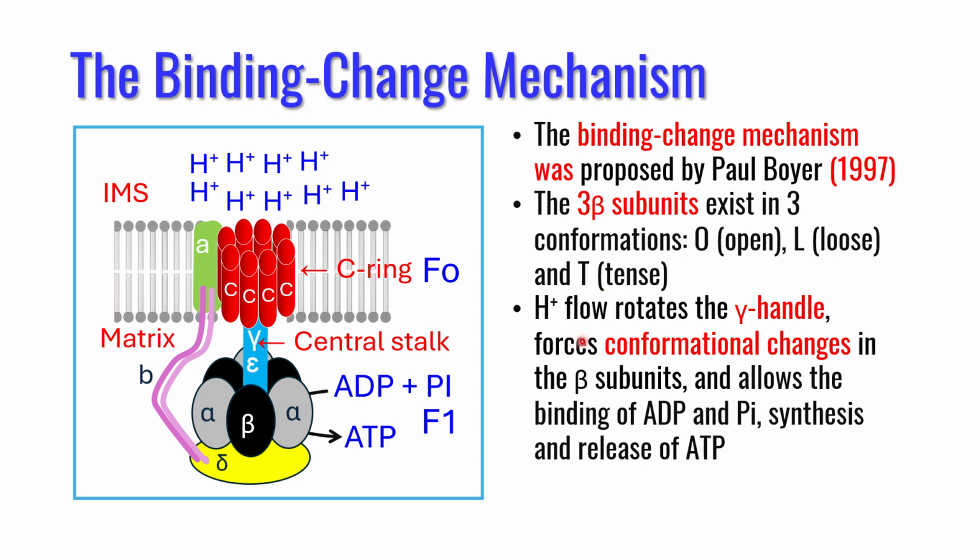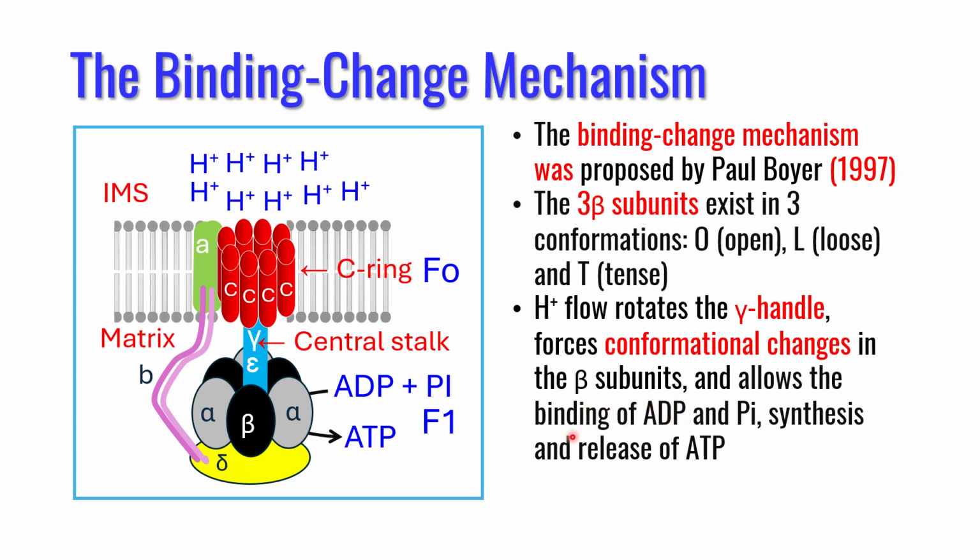However, when proton flows through the FO segment, it rotates the gamma handle, which forces each beta subunit to change its conformation, allowing therefore the binding of ADP and PI in the L state, synthesis of ATP in the T state, and release of ATP in the O state.